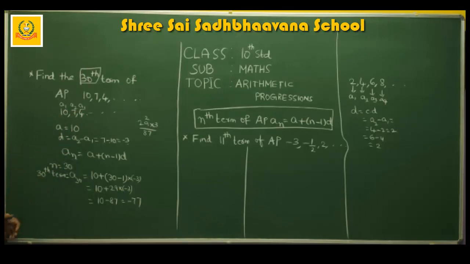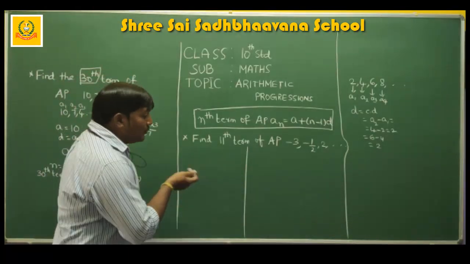So what is the formula for nth term? We have A plus n minus 1 into D. A suffix n is equal to A plus n minus 1 into D. What we have to find is the 30th term, so take n as 30. Depends on what term they ask. If they ask fifth term, take n is equal to 5. So take n as 30 and A value we know is 10, and n is 30 minus 1 into minus 3. So we'll get 10 plus 29 into minus 3. You solve it. 10 minus 87 is minus 77. So that is the 30th term of this AP.